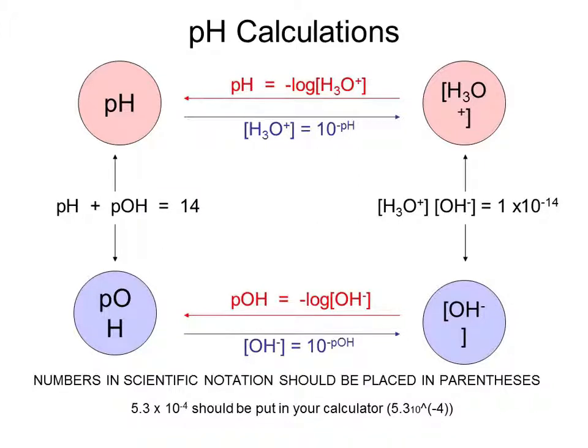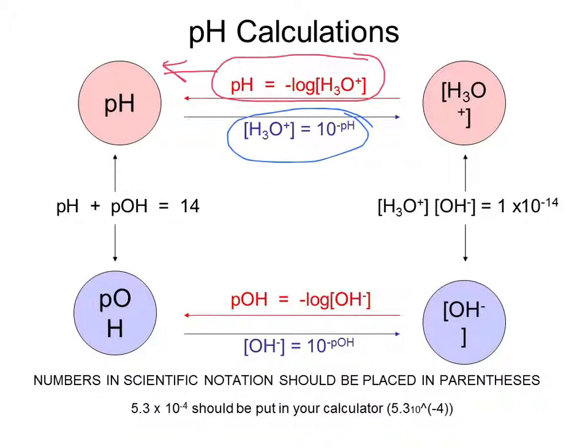So the first one is my pH. My pH is going to be defined as the negative log of the H3O plus concentration, or the H plus concentration. That'll give me pH. So if I give you the concentration of the H3O plus in solution, or the concentration of the acid, then you should be able to say, okay, now I know what the concentration of the H plus is. I should be able to calculate the pH. However, if I give you the pH, you should be able to calculate the H3O plus concentration. That would be done by this formula here.